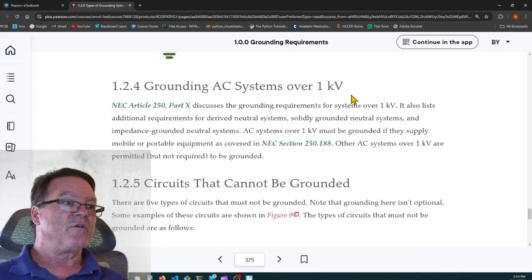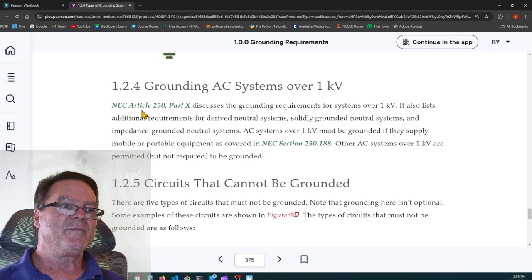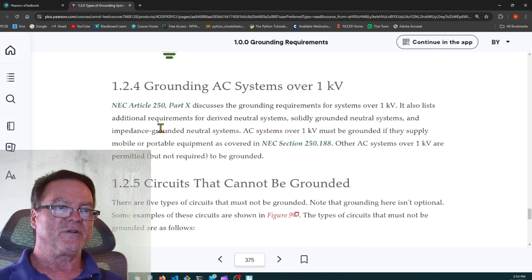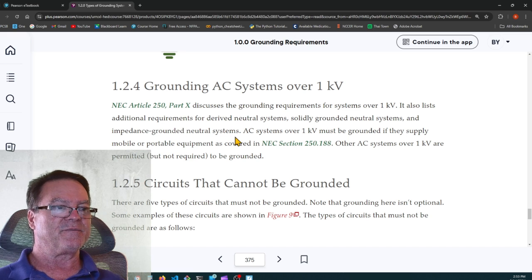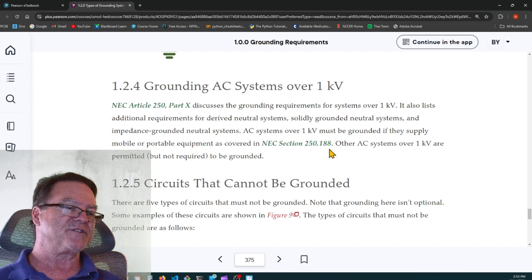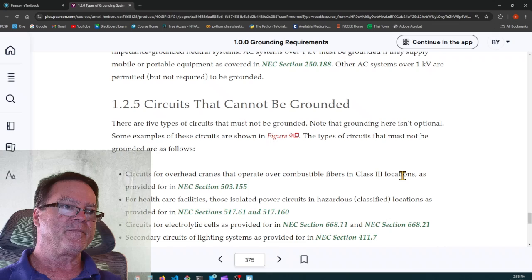Grounding AC systems over 1,000 volts. NEC Article 250 Part 10 discusses the grounding requirements for systems over 1,000 volts. It also lists additional requirements for derived neutral systems, solidly grounded neutral systems, and impedance grounded neutral systems. AC systems over 1,000 volts must be grounded if they supply mobile or portable equipment as covered in NEC Section 250.188. Other AC systems over 1,000 volts are permitted but not required to be grounded.